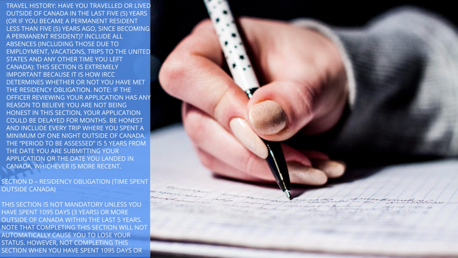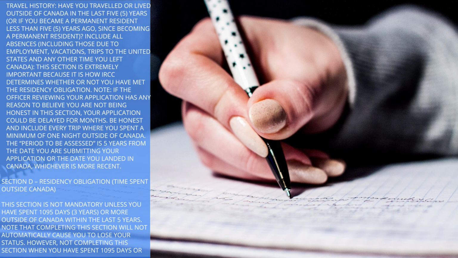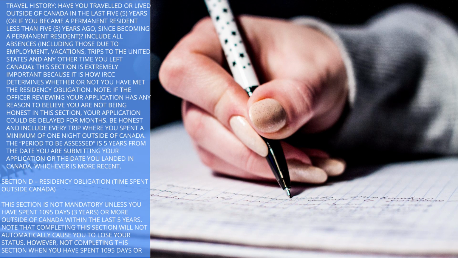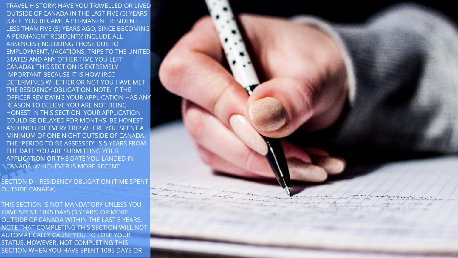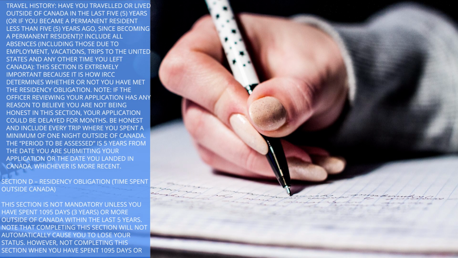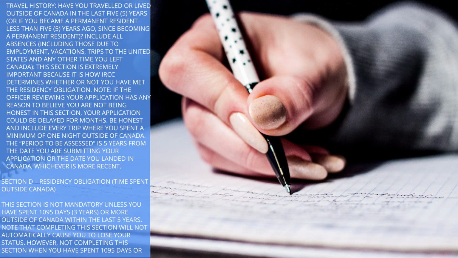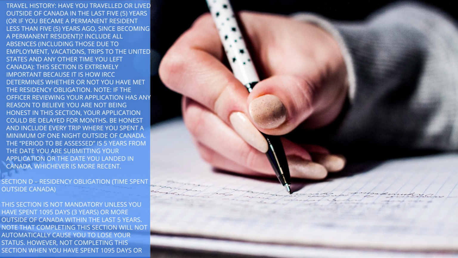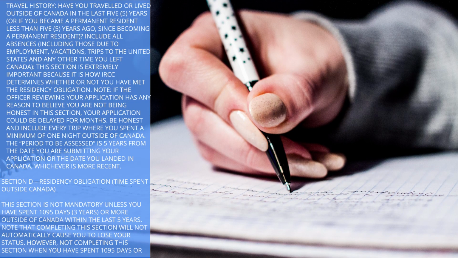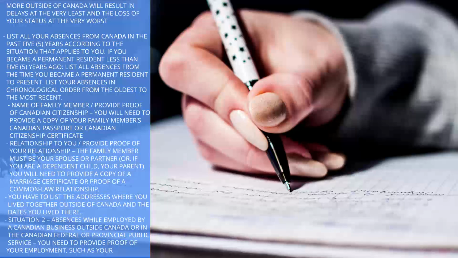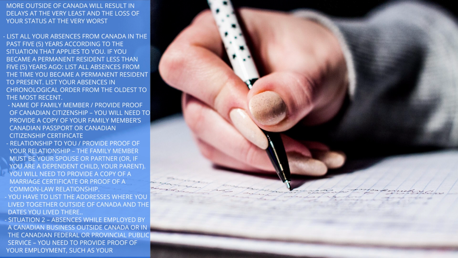Section D. Residency Obligation. Time spent outside Canada. This section is not mandatory unless you've spent 1,095 days, 3 years or more, outside of Canada within the last 5 years. Note that completing this section will not automatically cause you to lose your status. However, not completing this section when you've spent 1,095 days or more outside of Canada will result in delays, at the very least, and the loss of your status at the very worst.